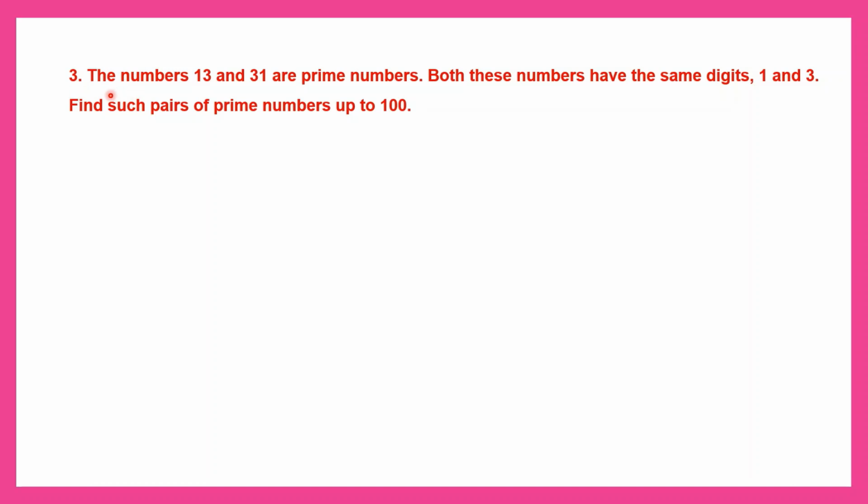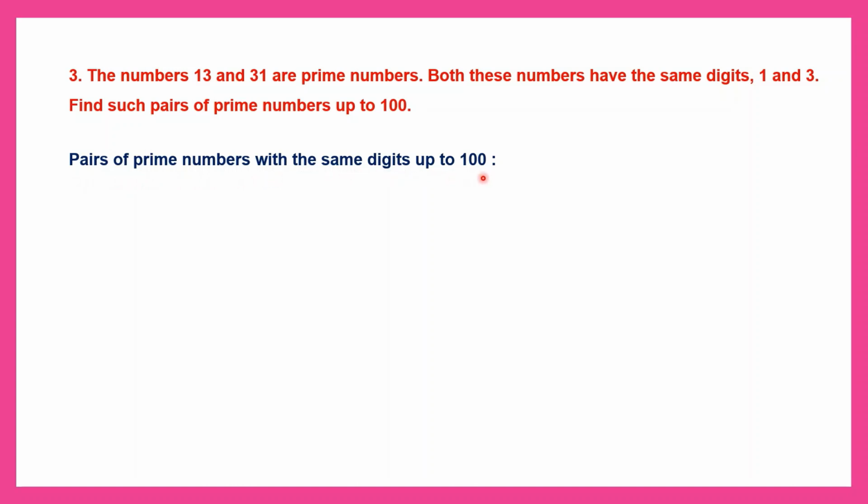Question 3. The numbers 13 and 31 are prime numbers. Both these numbers have the same digits, 1 and 3. Can you see that? 13 has 1 and 3, 31 has 1 and 3. Now find such pairs of prime numbers up to 100. So we are going to look out for prime numbers like 13 and 31, which have the same digits. So let's begin. Pairs of prime numbers with the same digits up to 100.